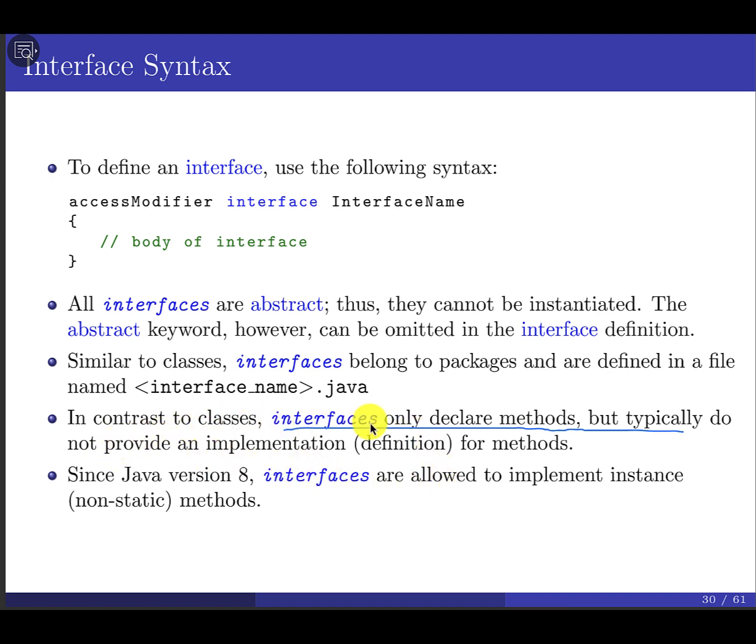So it used to be that the interface only declared methods, but there was no implementation. Starting with Java 8, interfaces are allowed to implement instance non-static methods. We'll see how we can improve. That's why we have default methods, public static methods, and so on.